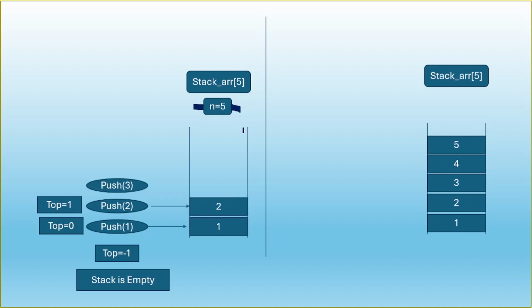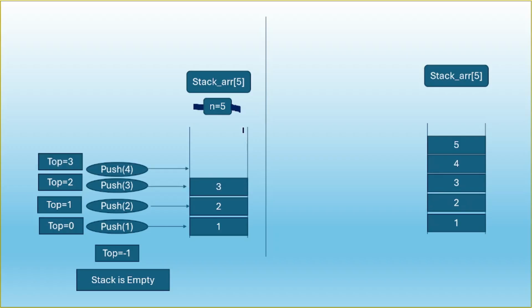Then push 3. So again top will be increased by 1. It is going to become 2. And at index 2 we are going to insert element 3. Same with 4 and same with 5. But what is the index of the element 5? 4. Now, is any place available in my stack? No, because the stack size is 5. 5 elements are inserted into the stack.